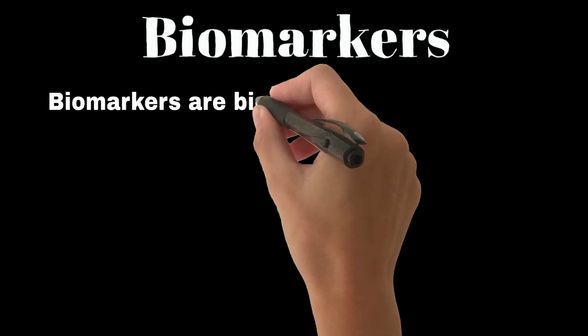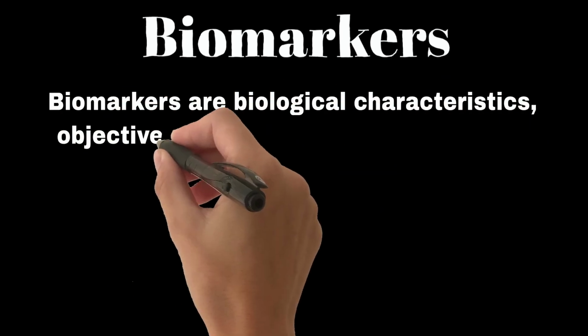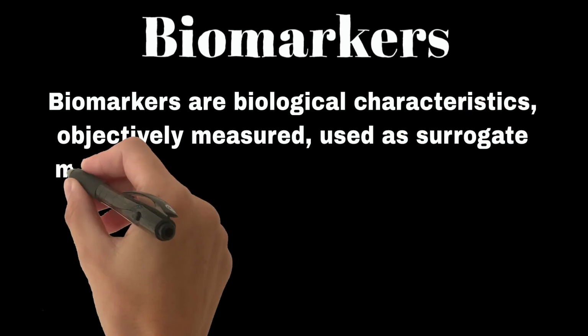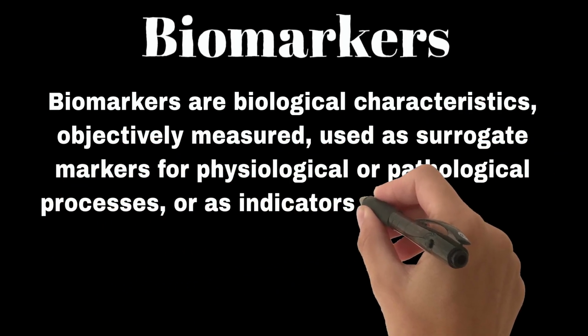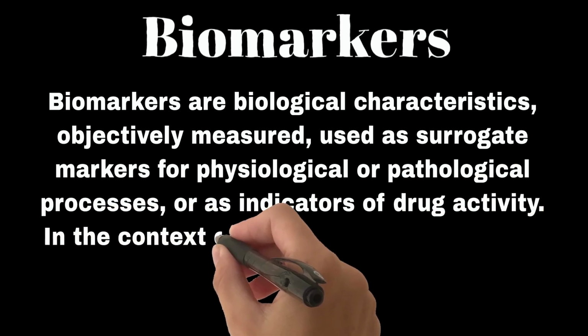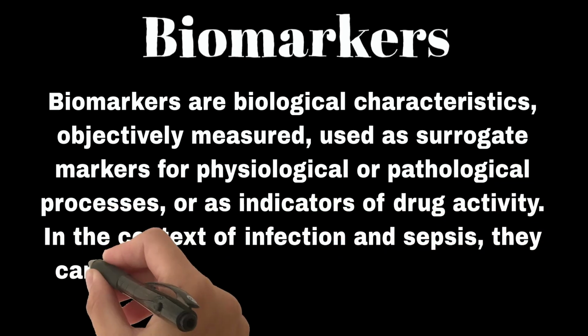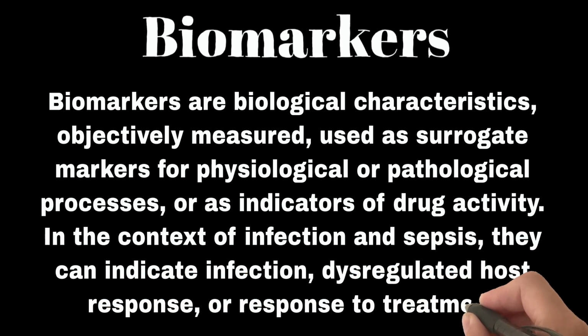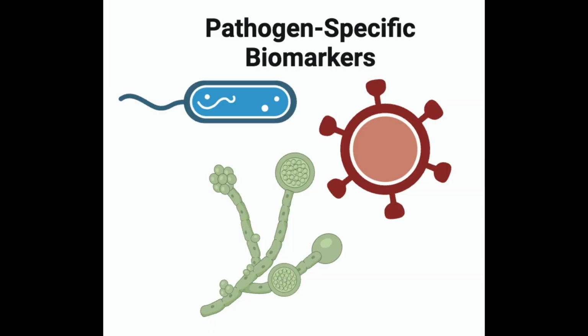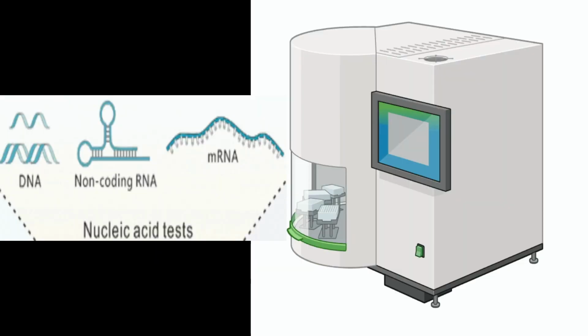The definition of biomarkers is: biomarkers are biological characteristics, objectively measured, used as surrogate markers for physiological or pathological processes, or as indicators of drug activity. In the context of infection and sepsis, they can indicate infection, dysregulated host response, or response to treatment. First we will look into pathogen-specific biomarkers.